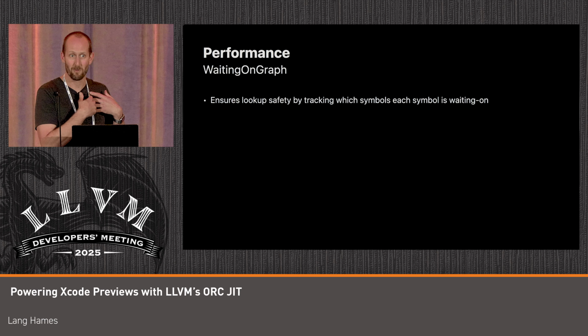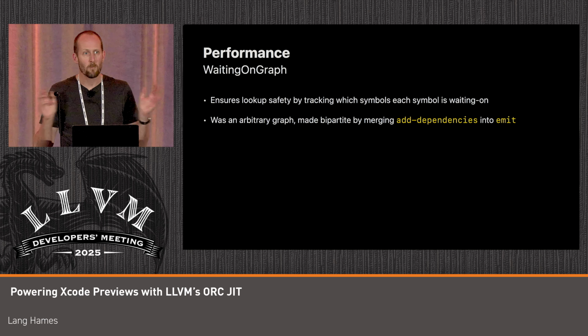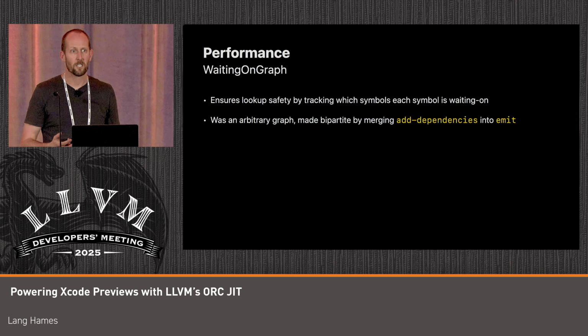It was an arbitrary graph, and we were able to make it bipartite in this project by merging two of the old APIs in the LLVM JIT, addDependencies and emit. So you used to say, when you were materializing symbols in LLVM's JIT, I've discovered these symbols and these are their dependencies, and then separately, okay, I've written these symbols to memory, now they're usable. If you merge the two of these, you only tell the JIT about dependencies for symbols as you emit them. And you can partition that graph and say that you have a set of emitted nodes that is waiting on a set of unemitted nodes. That bipartite graph just ends up being easier to deal with in practice than the old arbitrary graph.